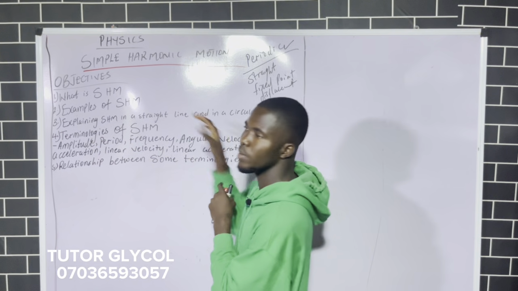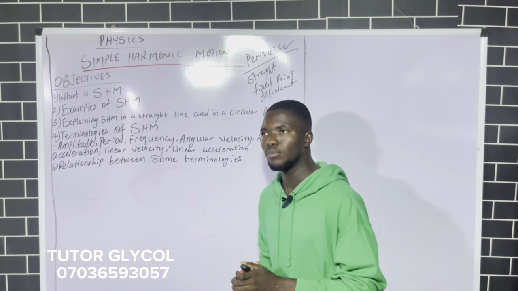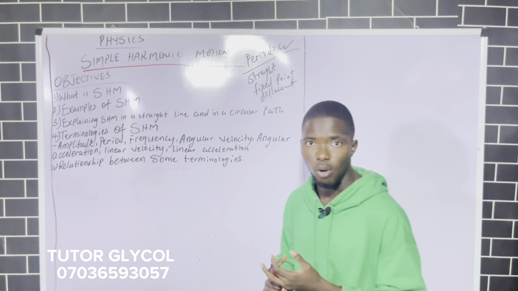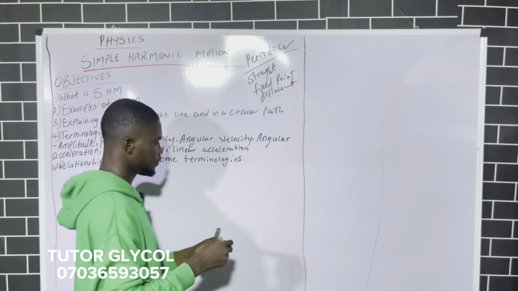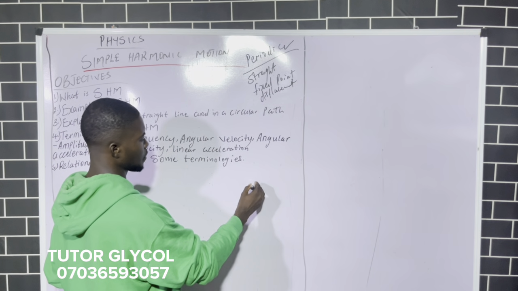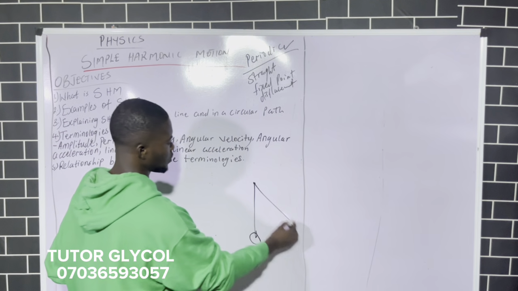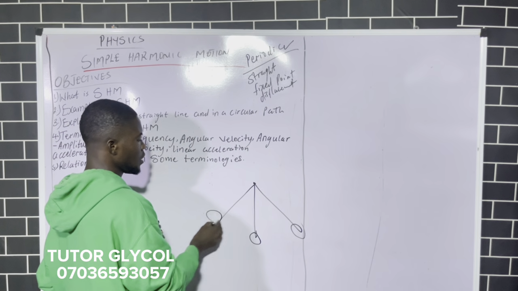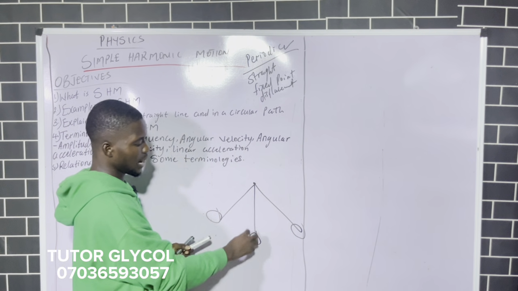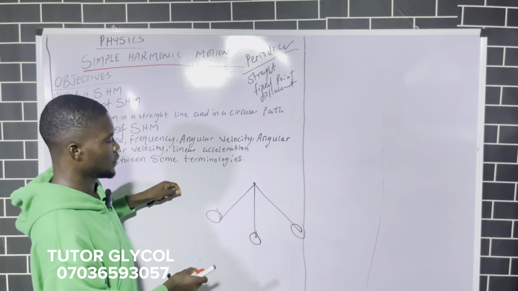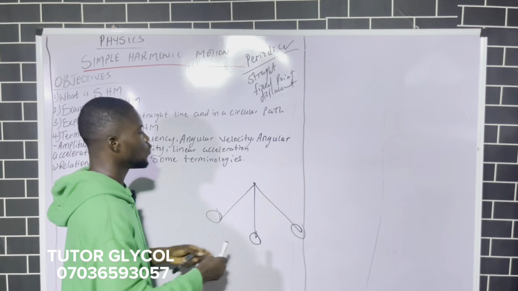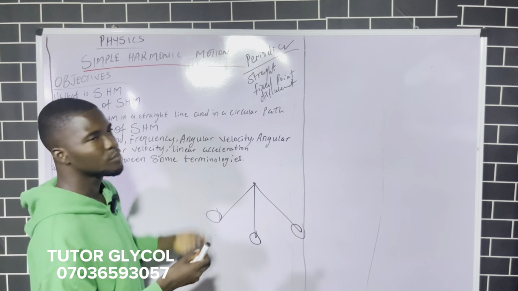Let's name some examples of simple harmonic motion. Examples are your simple pendulum bob. When you have something like this, it can be displaced to the left. You just have a thread, tie the bob to it, then you drag it towards the left and release it to begin to and fro. This is an example of simple harmonic motion.